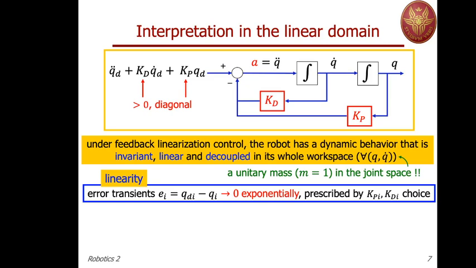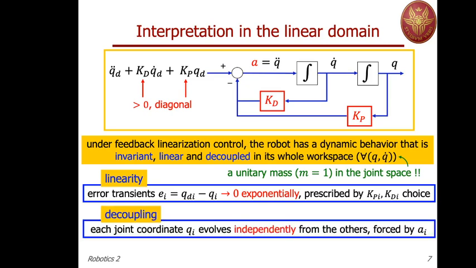Because of the linearity of the error, the error at every joint converges to zero, not only asymptotically, but exponentially. And for instance, if we choose a suitable ratio between K_Pi and K_Di, we may have a critical damping, so no overshooting and no oscillation in the response to the error at that joint. And as for the decoupling, every joint coordinate of the controlled robot system has an independent evolution, notwithstanding what the other joints are doing, whether they are already following their reference correctly or trying to recover the error. This kind of absence of interaction is called decoupling.